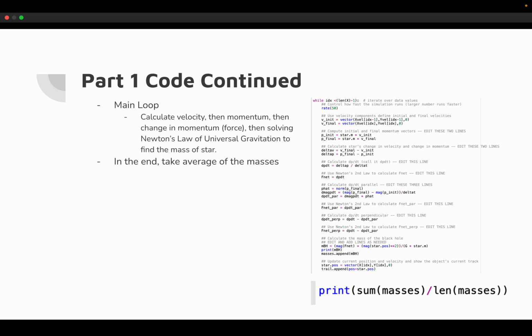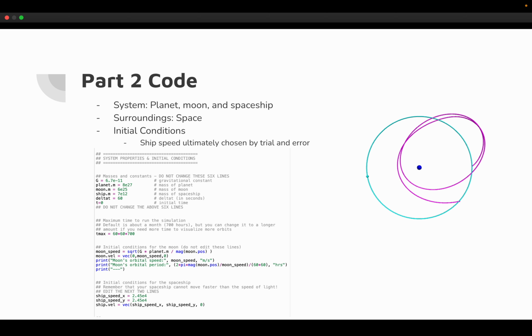In the main loop, I first calculate the star's velocity, then its momentum, and then the change in momentum to estimate the net force. Assuming gravity is the only force present, I solve the law of gravitation to estimate the black hole mass at each time step. At the end, after the final loop is completed, I report the average mass as my single final answer.